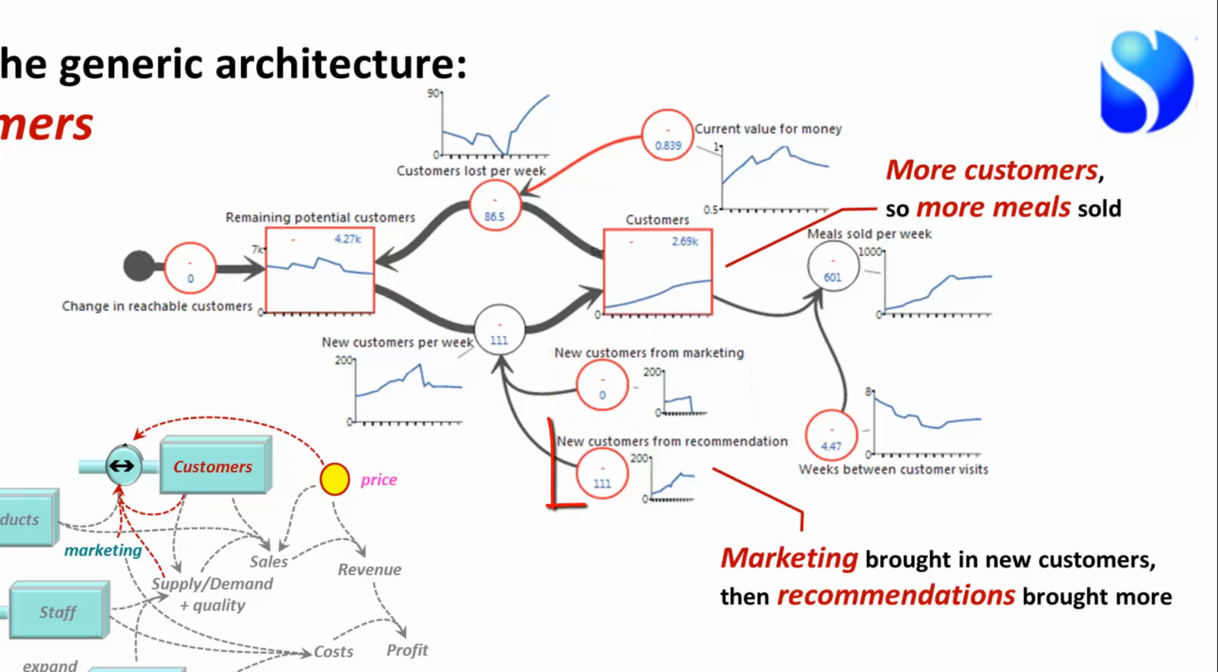Why did we do that? Well, because it looks as though people started recommending our restaurant to their friends. So we thought, okay, we don't need to spend marketing money because people are coming because their friends are recommending them. And that seems to have worked out with the new customers per week growing quite strongly and still continuing even though we've stopped our marketing.